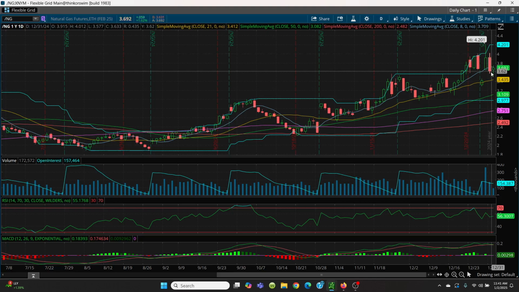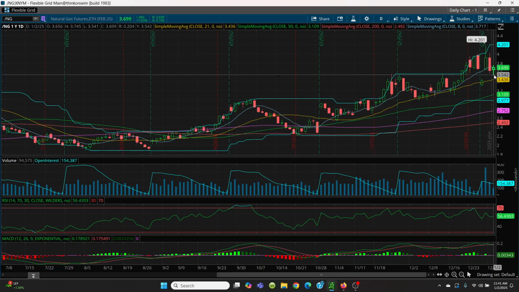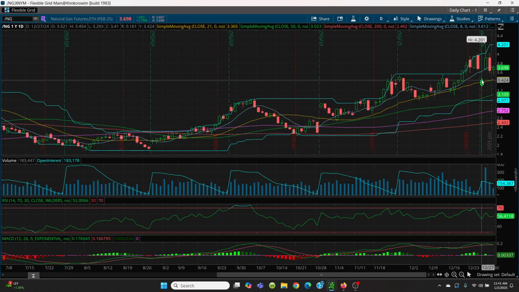Now, say this sells right off here. Well, obviously, you want to look to Tuesday's low. That was 3.57. We look to today's low at 3.54. Now, that was the gap. And then right here, at the top of this candle, 3.45 is your fill. So your gap and your fill.